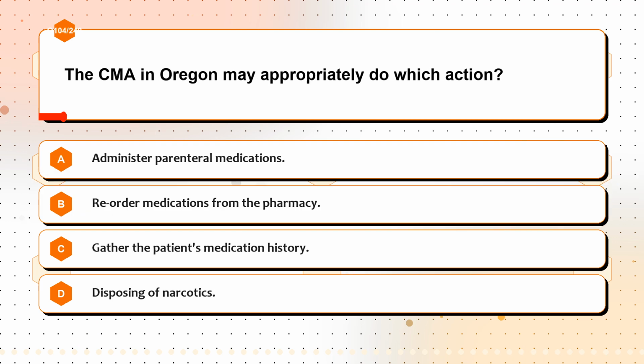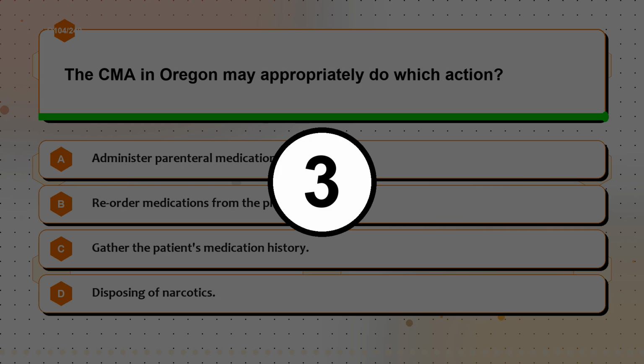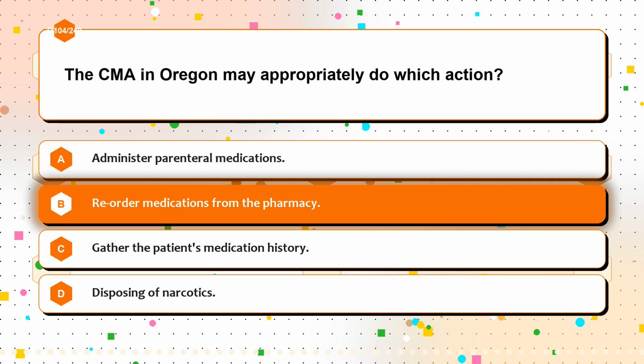Question 104. The CMA in Oregon may appropriately do which action? Here are the options. Option A. Administer parenteral medications. Option B. Reorder medications from the pharmacy. Option C. Gather the patient's medication history. Option D. Disposing of narcotics. The correct answer is option B. Reorder medications from the pharmacy.